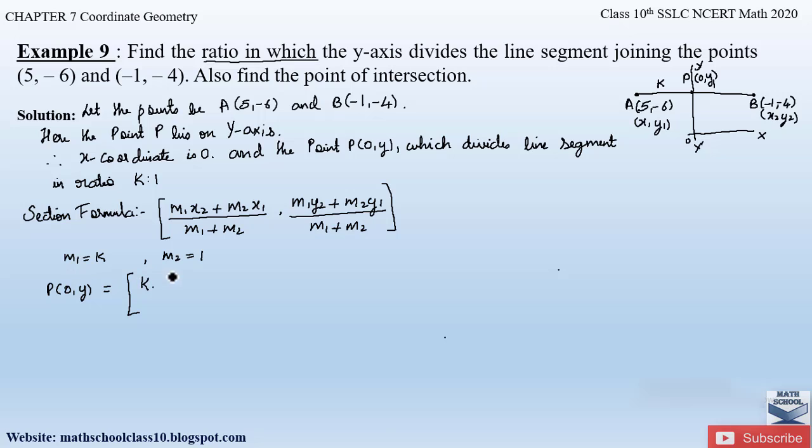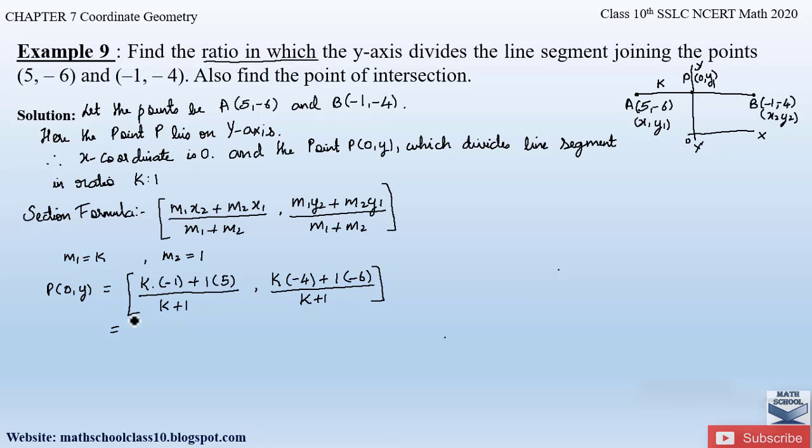It is k, so k times x2, which is -1, plus m2, which is 1, times x1, which is 5, divided by m1 plus m2, that is k plus 1. And the y-coordinate part will be m1 again, that is k, times y2, which is -4, plus m2, which is 1, times y1, which is -6, divided by m1 plus m2, that is k plus 1 again.